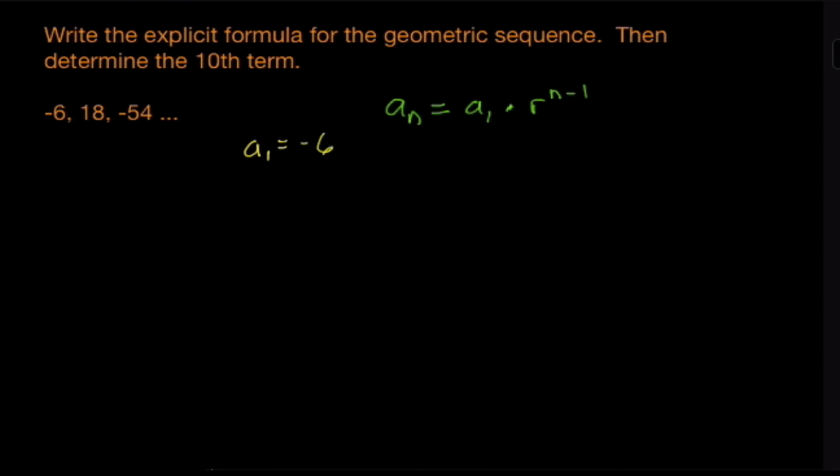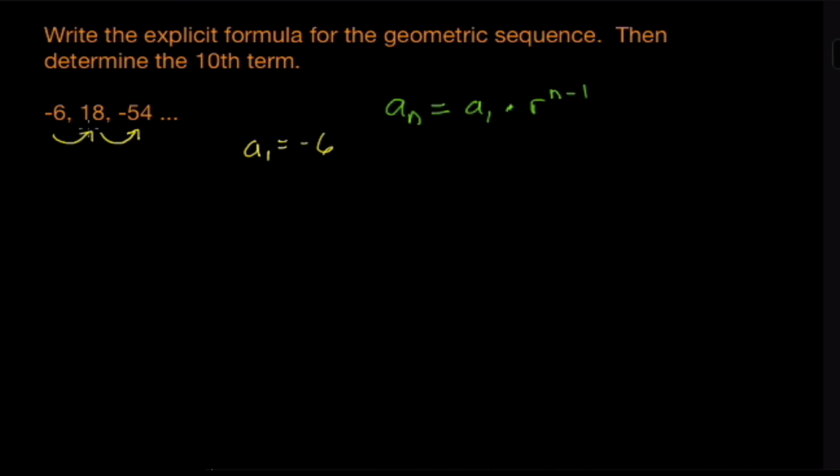Our second goal is to find our common ratio. So what do we do to -6 to get 18? Well, it's the same thing we do from 18 to -54. So I'm going to show you a different way of looking at this. That is essentially another way of finding the common ratio.